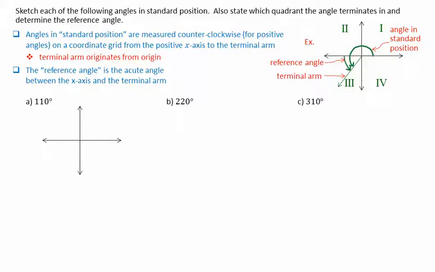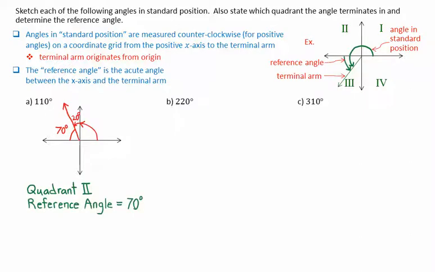For the first question, 110 degrees. From the positive x-axis to the positive y-axis is 90 degrees. To get to 110 degrees, we then need an extra 20 degrees. This corresponds then to a reference angle of 70 degrees. This corresponds to quadrant 2 and a reference angle of 70 degrees.